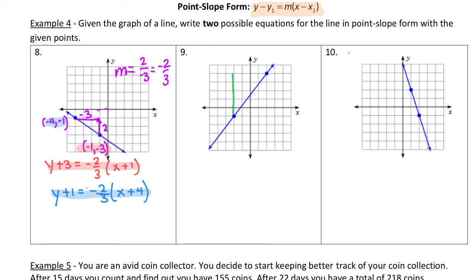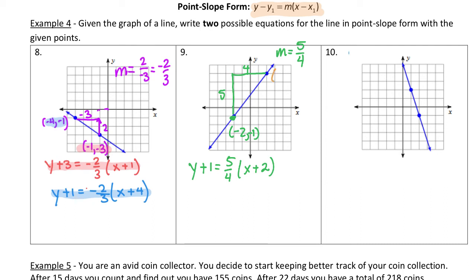My rise here is 1, 2, 3, 4, 5, and my run is 1, 2, 3, 4. And my slope then is 5 over 4. My first point is right here, and the value of that point is negative 2, negative 1. Let's put that into our equation. Y plus 1 equals 5/4 times x plus 2, and it's positives because they started as negative values, and it's always the opposite.